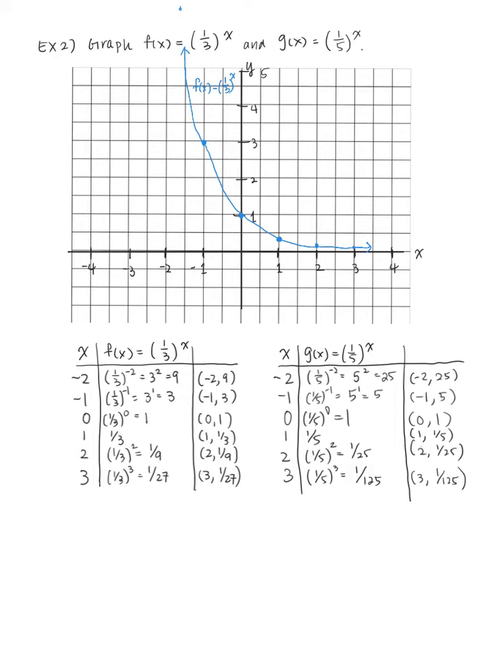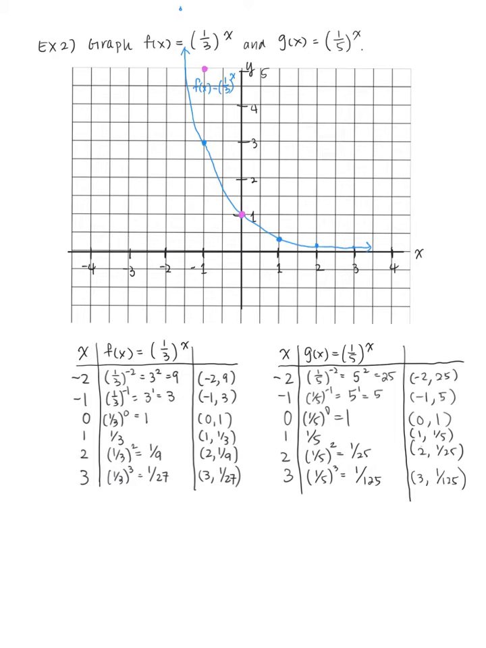Now let's go with g of x. So first I need to plot -2, 25. Goodness, that's way on the top, so I'm not going to even plot that. Now the next ordered pair is -1, 5. So I think that I can do that. -1, 5. Oh, barely. All right, so here we go. And then 0, 1.